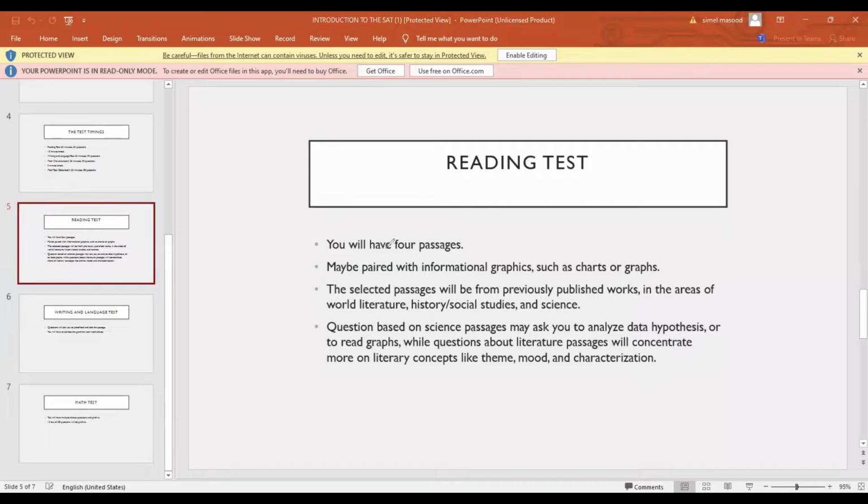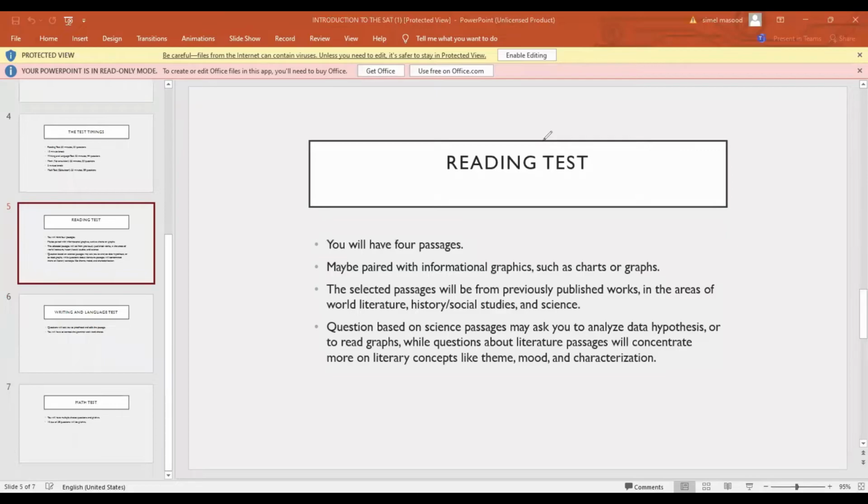Okay. In the reading test, you'll have 4 passages with a paired passage, and then it will most probably be paired with informational graphics such as charts or graphs. So you'll need to know how to read a chart and how to read a graph. Please see the axis, what's written on the axis, and see which data points are used. You will need to learn how to read these later. The selected passages will be from previously published works, for example in world literature, social sciences, and sciences. You'll be asked to analyze data, read graphs, and there will be questions about the theme, mood and characterization too.